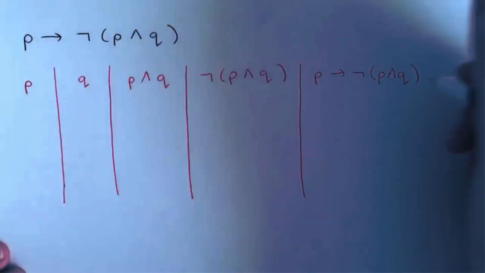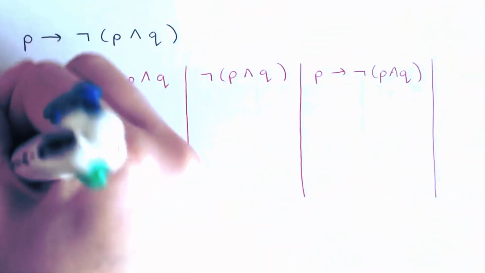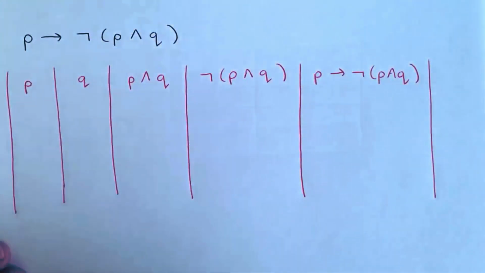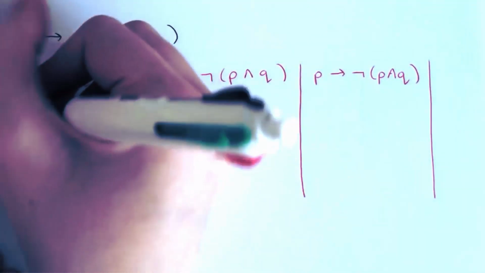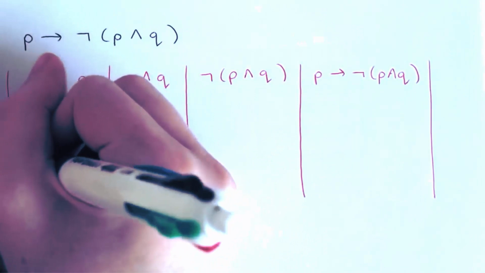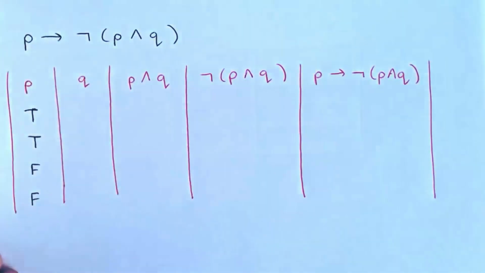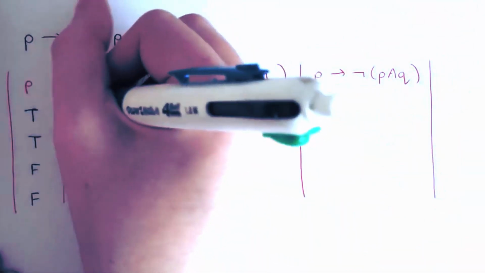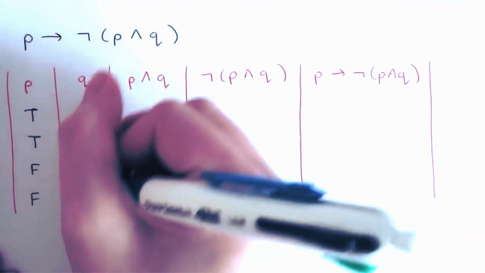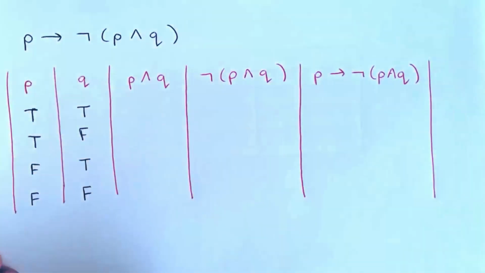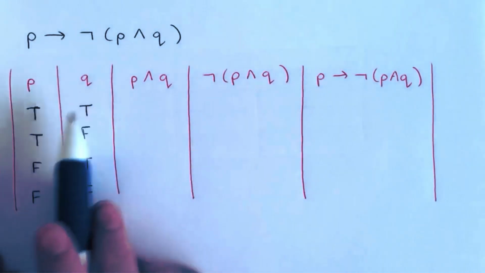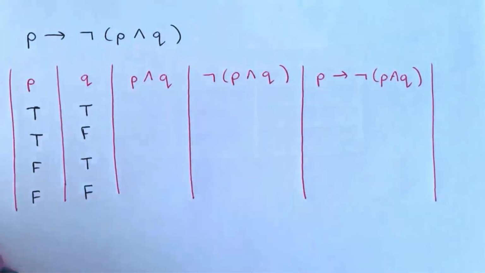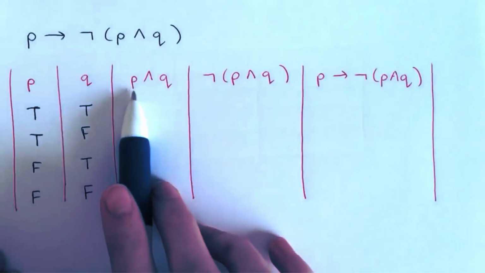Okay. So how we're going to start it off is by going into the very first column, and nice and easy, just go true, true, false, false. Then I'll head over to the next column, and I'll go true, false, true, false. Now that way we've got every possible combination.